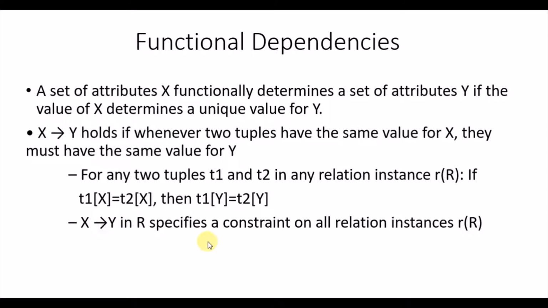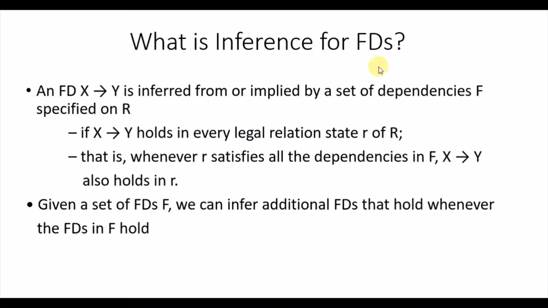And what is inference for functional dependencies? A functional dependency X to Y is inferred from or implied by a set of dependencies F specified on R. So we have a relation R, and for this R we are defining a set of functional dependencies F, and this is used to imply or infer some other functional dependencies. We'll see what is meant by that.